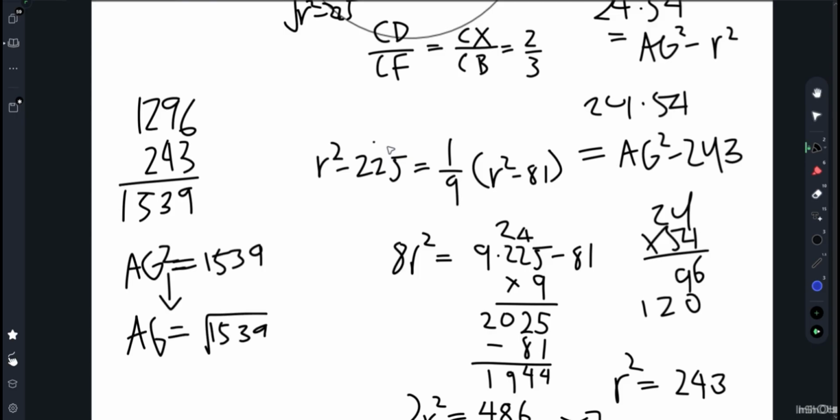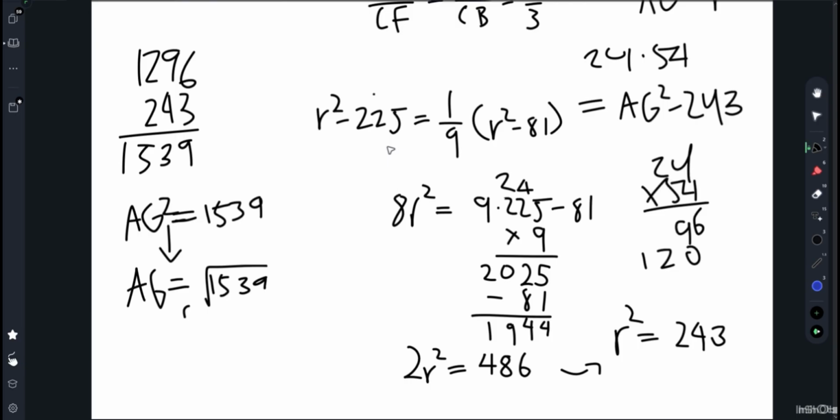So first of all, we know that 1539 is divisible by 9, so factoring that out, we get 171, I believe. And so we can factor out another 9, and this gives us 9 root 19 as our final answer.